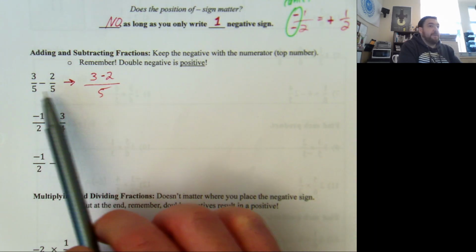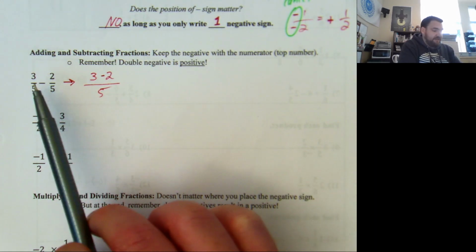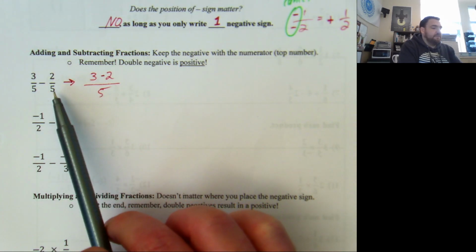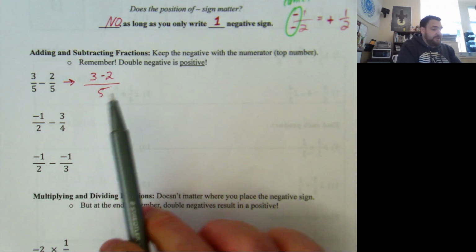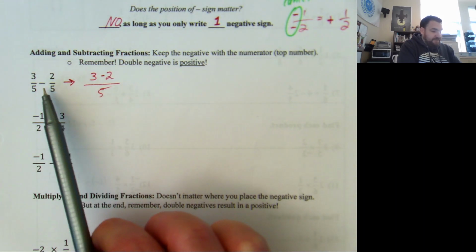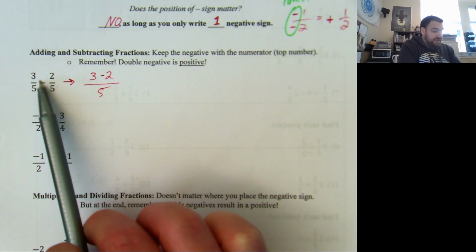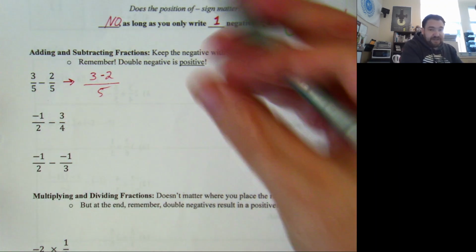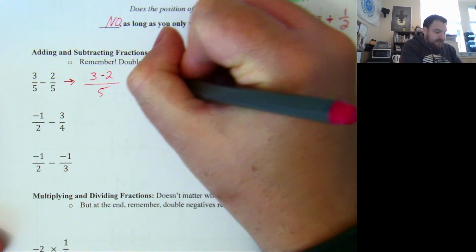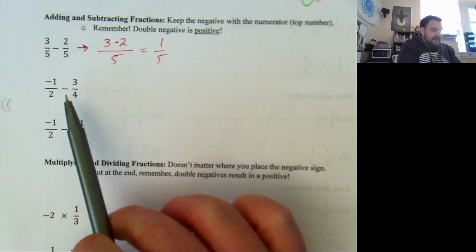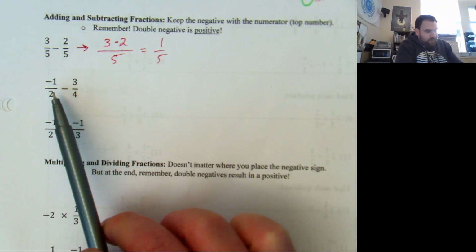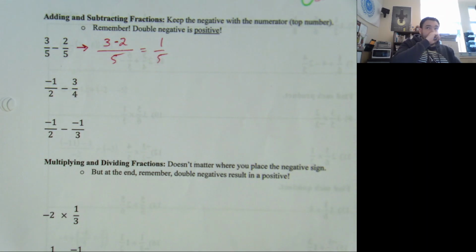We're not subtracting denominators. I've seen students do this where they're like, ah yes, 3/5 minus 2/5 is 1 over 0. No, remember, the denominator you leave alone, and the operation, when you're adding or subtracting, gets brought up into the numerator. So 3 minus 2 is exactly what you'd expect it to be. It's going to be 1 over 5. Things get a little bit more interesting when we make one of them negative, so like I've got -1 over 2 minus 3 over 4. It behaves the same way the integers did before.